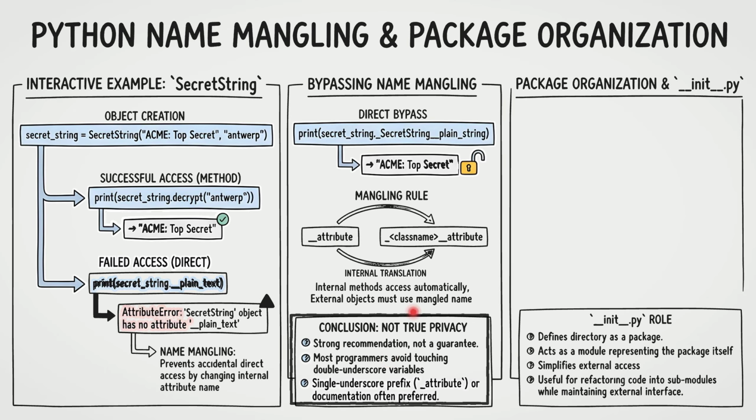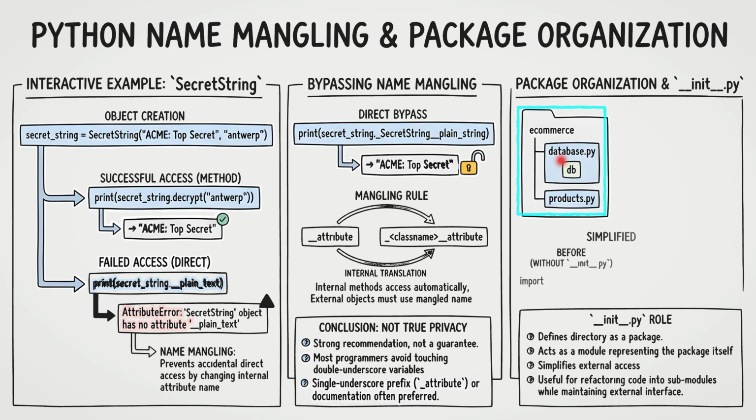Finally, let's look at how we can organize our code using packages, specifically focusing on the role of the init file. Imagine we have an ecommerce directory with a couple of modules, a database file and a products file. Inside the database module, there is a db variable we use everywhere. Normally, reaching that variable would require a long import path like import ecommerce.database.db. To make life easier, we can add a special file.